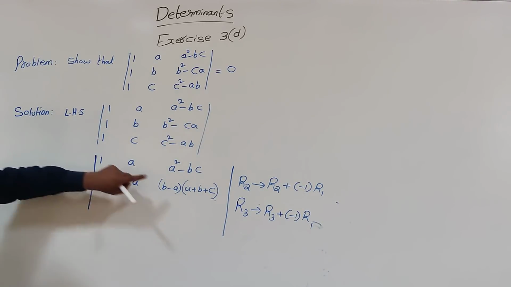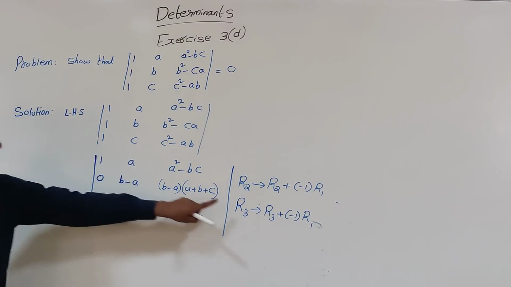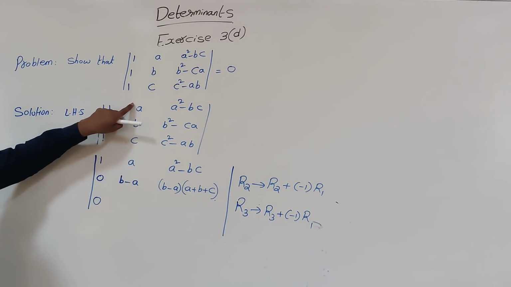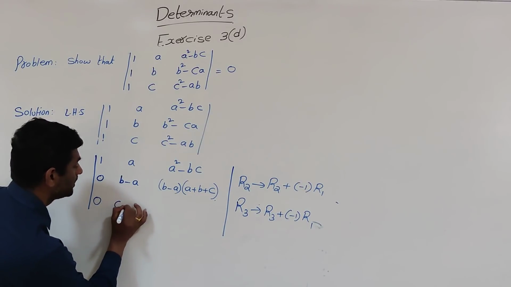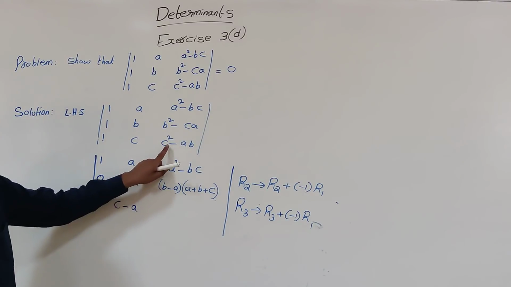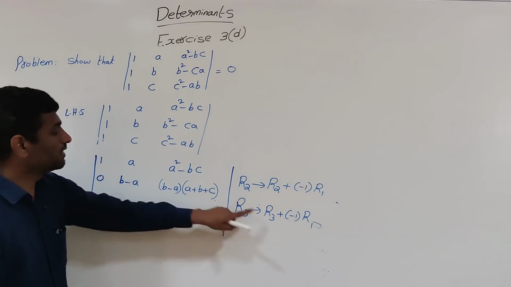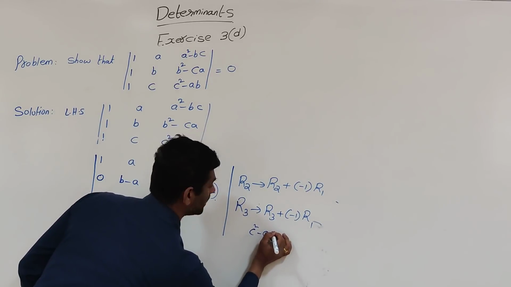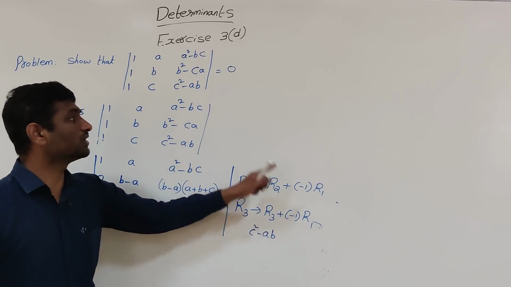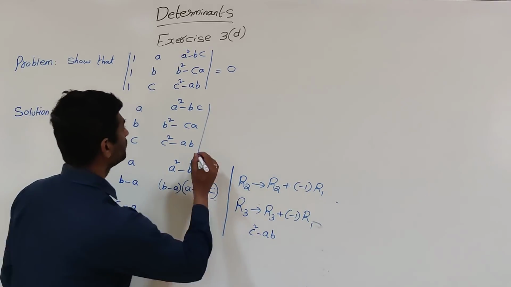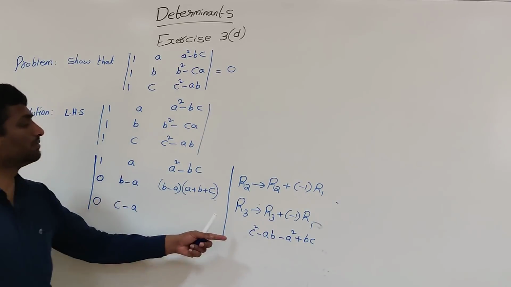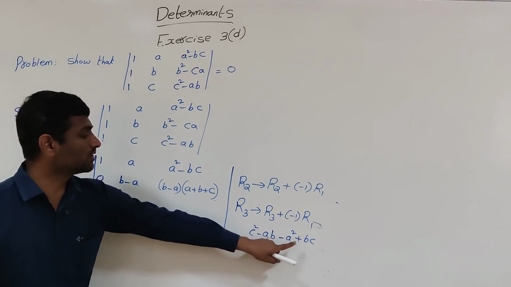Now, 1 element of R3 is 1 plus minus 1 times of 1. So 1 minus 1, 0. C plus minus 1 times of A, C minus A. Now again coming to this value, element of R3 is C square minus A square, C square minus AB plus minus 1 times of row 1. So it will be minus A square plus BC. Means if you multiply that with minus 1, you will get minus A square plus BC.